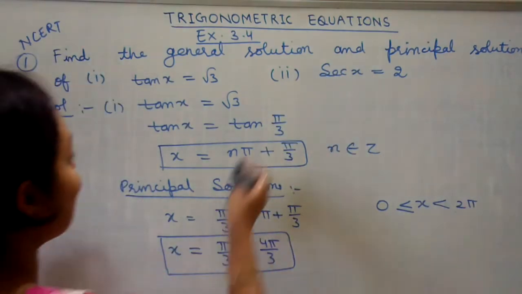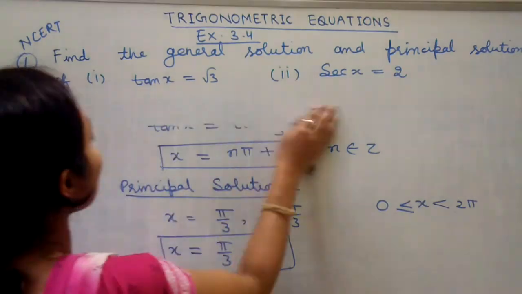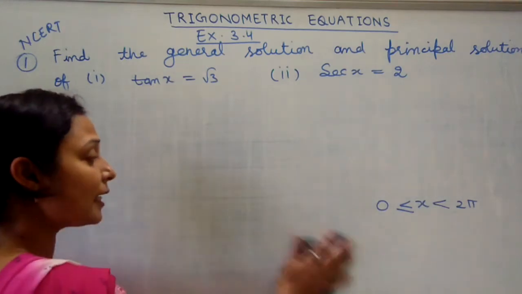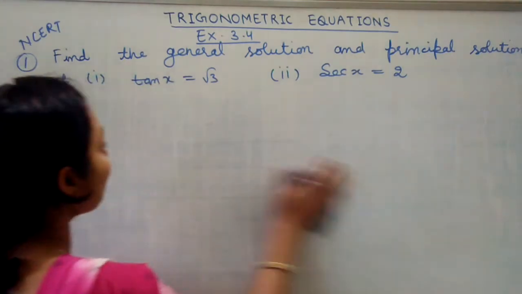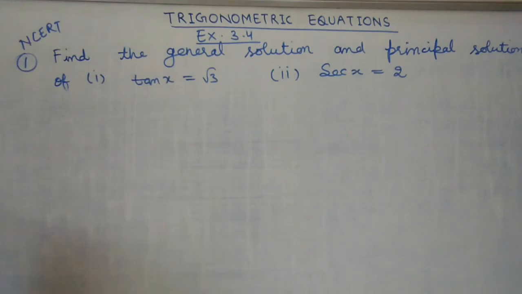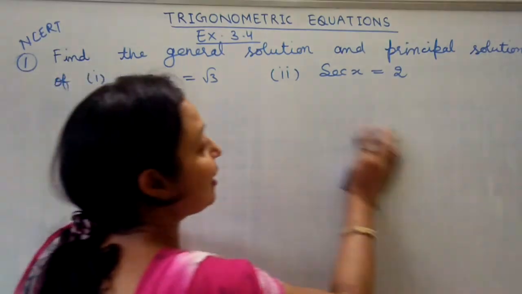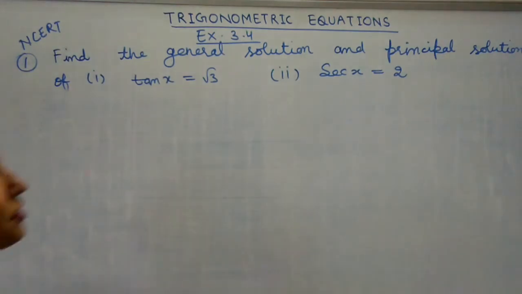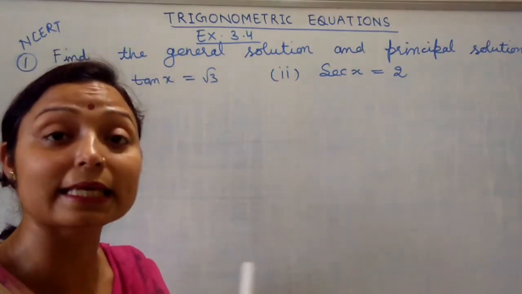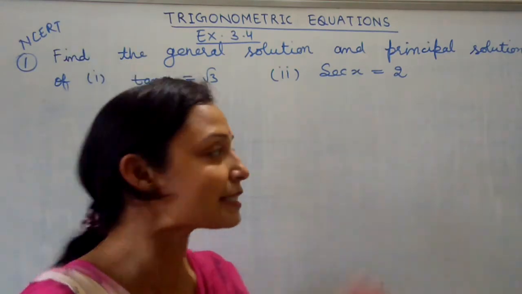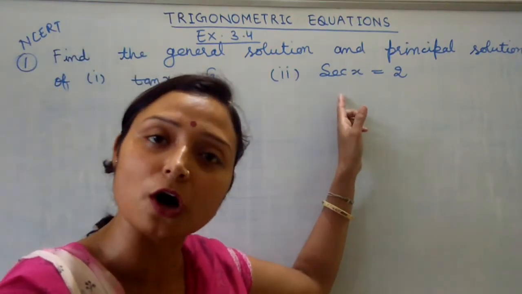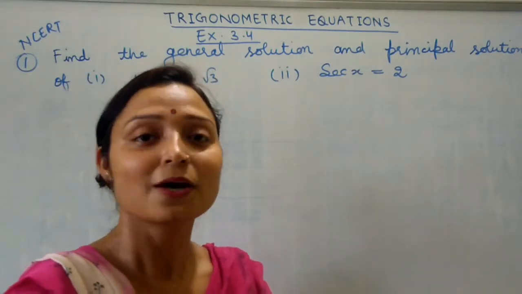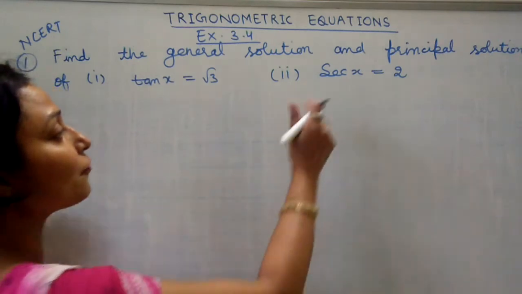In this question there is a secant, and I have told you the formulas only for sine, cos and tan. There are formulas for only three trigonometric functions. So how can we solve sec x? First of all, I will change the secant into the form of cos, and after that I will apply the formula of cos.